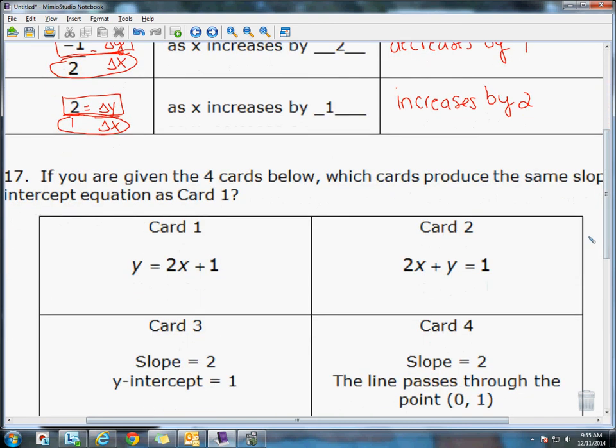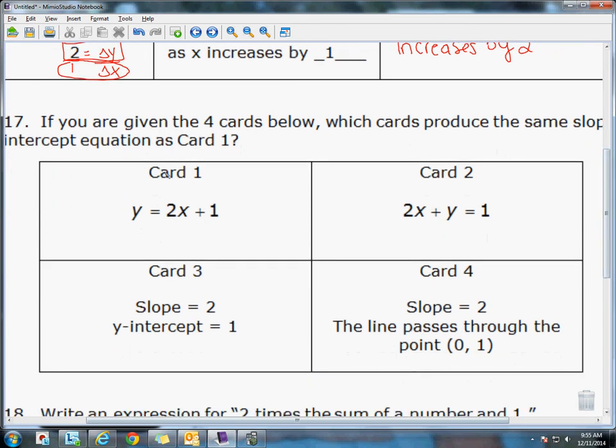Okay, number 17. If you're given the 4 cards below, which cards produce the same slope-intercept equation as card 1? So here's card 1. It's in slope-intercept form because y equals mx plus b. So we know 2 things from this. Your slope has to be 2, and the y-intercept has to be 1. So if we look at card number 2, it's not in slope-intercept form. So we're going to go ahead and put it in slope-intercept form. It's in standard. So we're going to do our exciting move. And when we do that, we have a y left over. When you move it, you change the sign, so it's a negative 2x plus 1. So my slope here is a negative 2. My y-intercept is 0, 1.